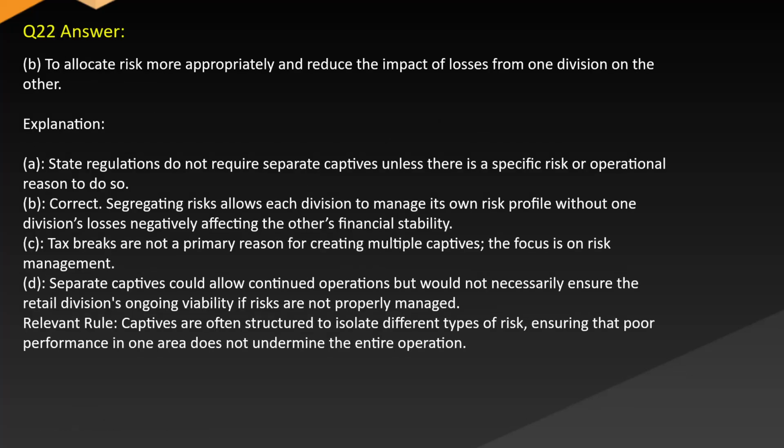Answer B. To allocate risk more appropriately and reduce the impact of losses from one division on the other. Explanation: A. State regulations do not require separate captives unless there is a specific risk or operational reason to do so. B. Correct. Segregating risks allows each division to manage its own risk profile without one division's losses negatively affecting the other's financial stability. C. Tax breaks are not a primary reason for creating multiple captives. The focus is on risk management. D. Separate captives could allow continued operations but would not necessarily ensure the retail division's ongoing viability if risks are not properly managed. A relevant rule: captives are often structured to isolate different types of risk, ensuring that poor performance in one area does not undermine the entire operation.